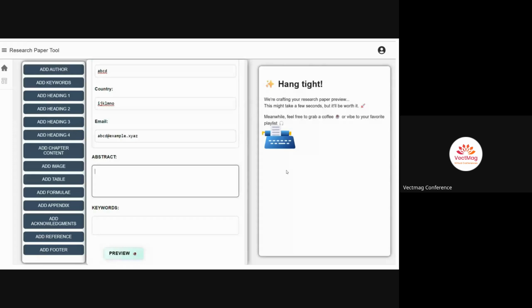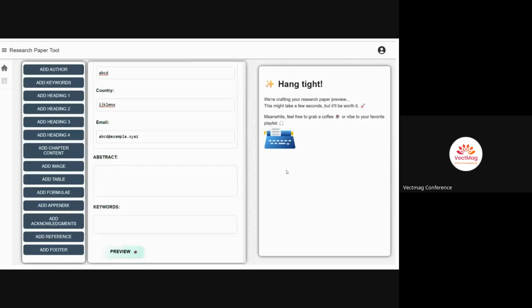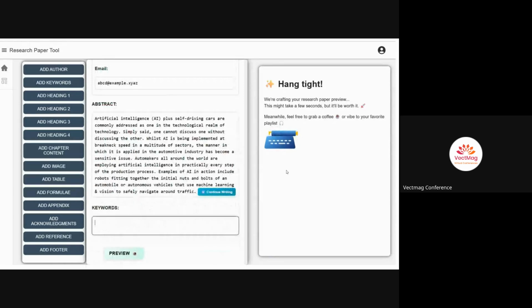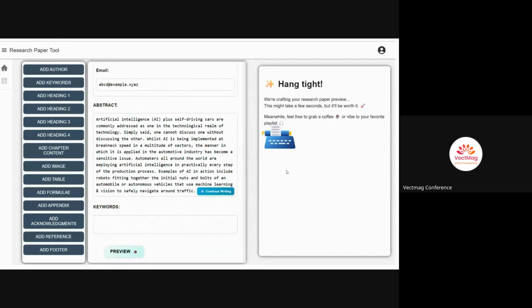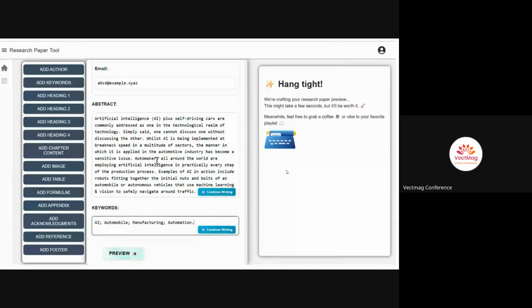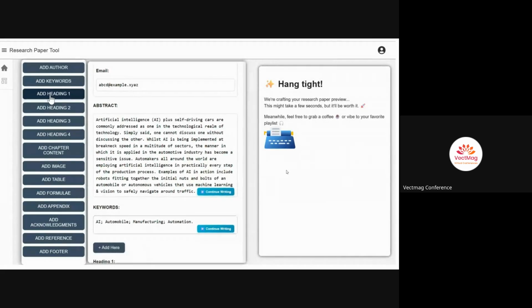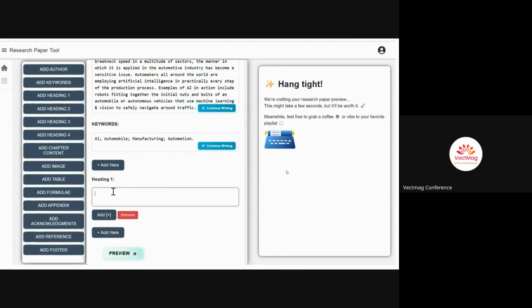Next, you will add the abstract, a brief summary that highlights the purpose, methods, and key findings of your work. Just below that, enter your keywords, important terms or phrases that describe the core topics of your document. Once you've entered your abstract and keywords, it's time to start structuring your content.